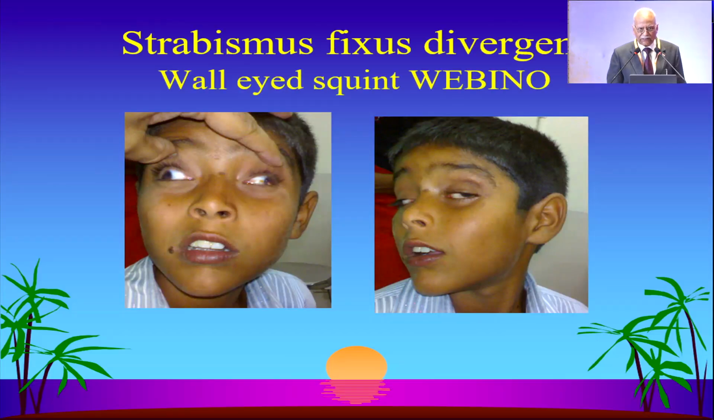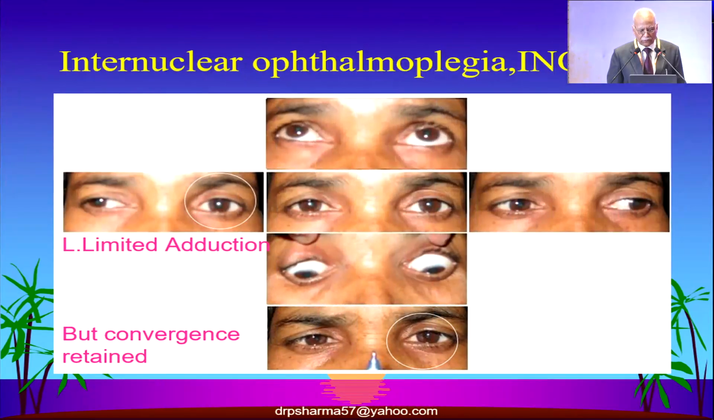The strabismus fixus, divergence, or Webino syndrome. What is unilateral INO? The internuclear ophthalmoplegias, like in this left eye, you find the adduction is limited in the left eye, but convergence is retained. So in exam, when you get a case of adduction limitation, always look for convergence.